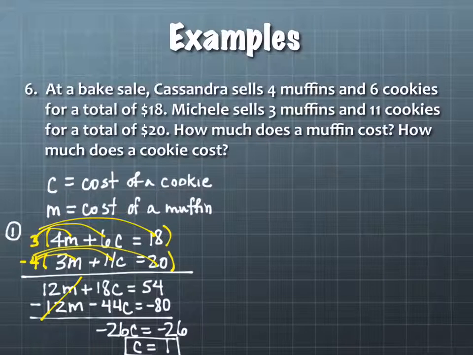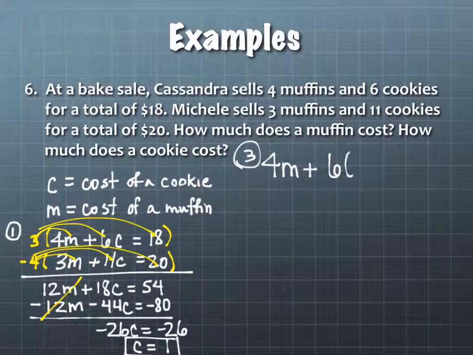All right, that's the cookie, but I also need the price for the muffin. How am I going to get that? Plugging in the price of the cookie into both of the equations. Just one is sufficient. We can find one equation with the number plugged in. So just because it doesn't make any difference, I'll just use the first one. 4m, so this is step 3, by the way. 4m plus 6 times c, which is 1, equals 18.